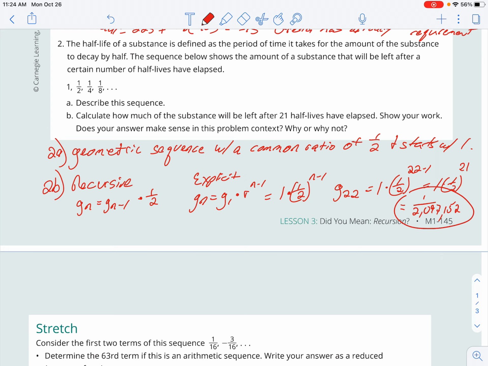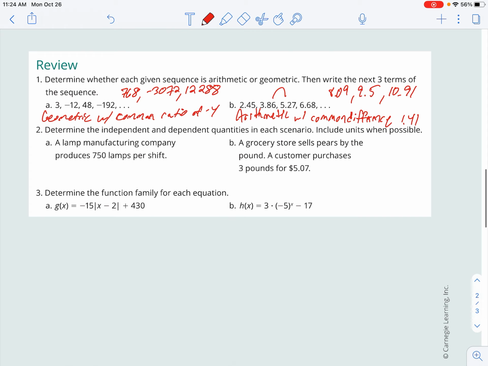All right, then review 2 and 3. Determine the function family for each equation here. So for this one, I see absolute value bars, so this is an absolute value. And then if I was to have you graph it, I think we'll go ahead and graph it in just a second. And letter B, I'll name it. This is the exponential function because it's to the x power right there.